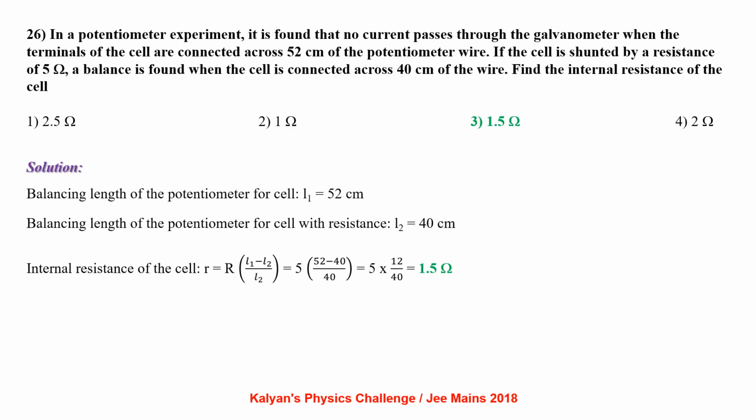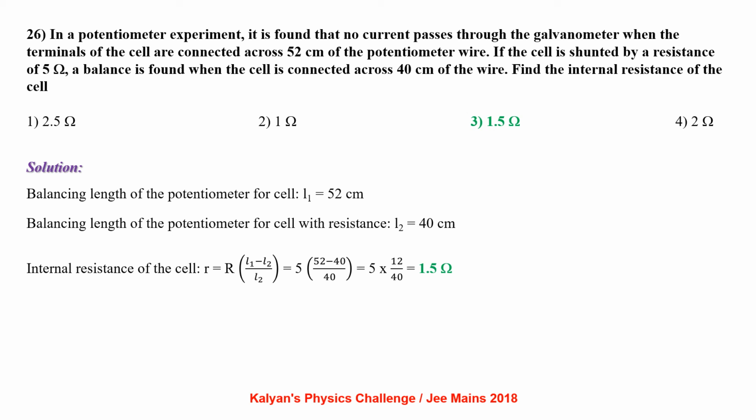In a potentiometer experiment, it is found that no current passes through the galvanometer when the terminals of the cell are connected across 52 centimeters of the potentiometer wire. If the cell is shunted by a resistance of 5 ohm, the balance point is found when the cell is connected across 40 centimeters of the wire. Find the internal resistance of the cell.